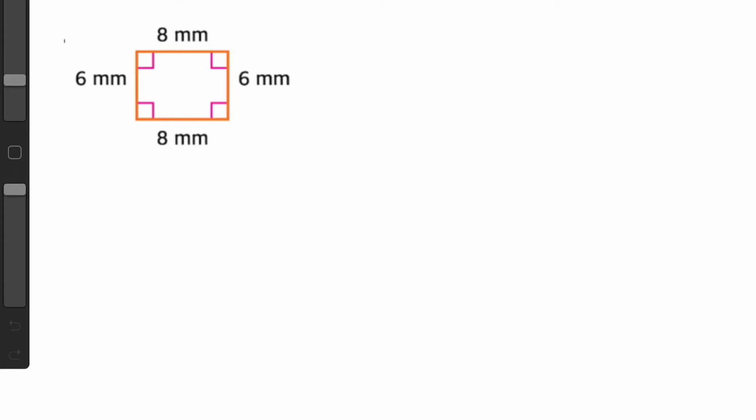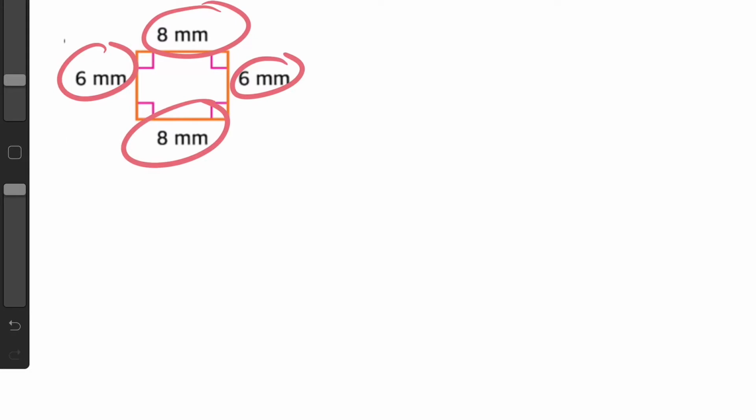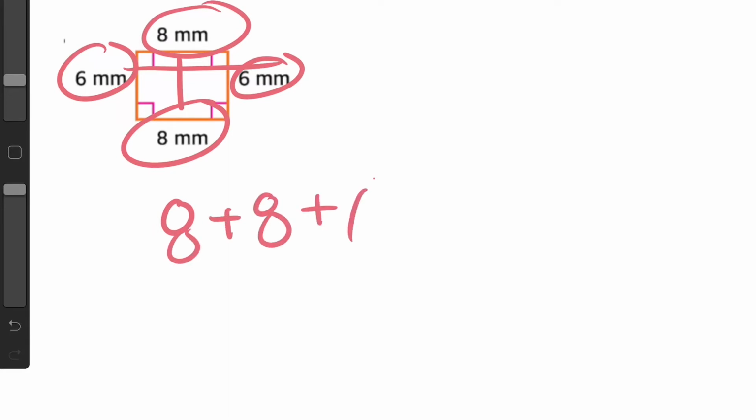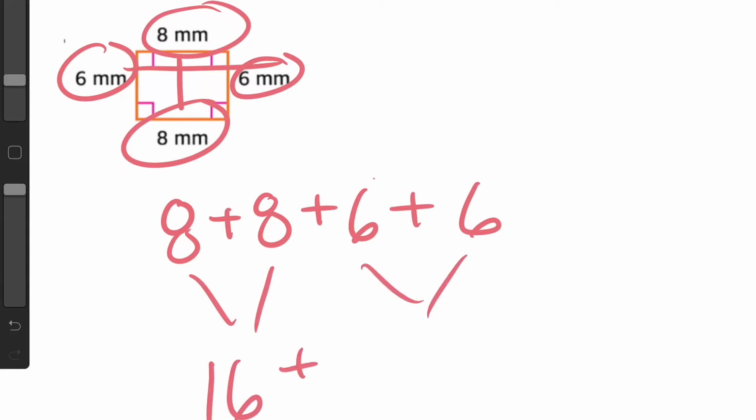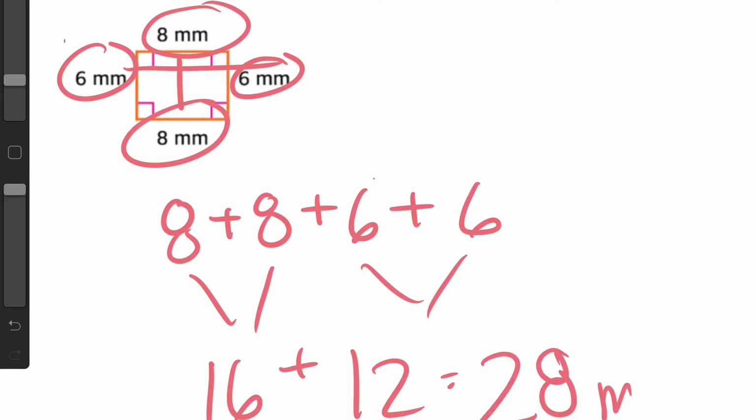So this one, it gives us all the sides. We're gonna have 6, 8, 6, 8. This is a rectangle, so these sides are gonna be the same and these sides are gonna be the same. So I'm just gonna add them all together. 8 plus 8 plus 6 plus 6. So 8 plus 8 is 16. 16 plus 12, that's going to be 28. So 28 millimeters is my answer. Okay.